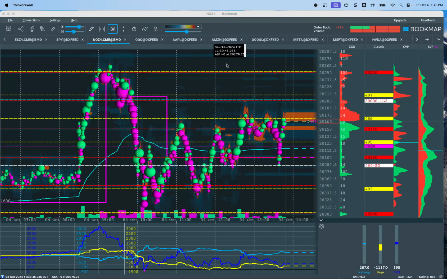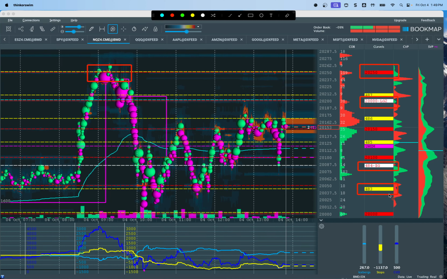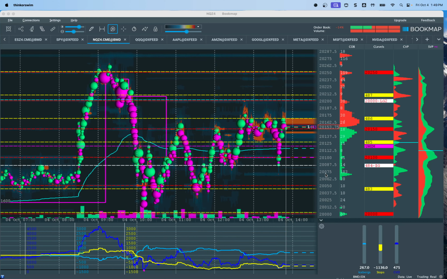All right, back to Bookmap. And here's that NDX 20,000 level. And actually resistance this morning was the QQQ 488 level, as well as NQ 20,250. And here's that QQQ zero gamma level, and support somewhere between the QQQ 483 and NQ 20,000. And again, we'll take a look at setups in just a couple of minutes.